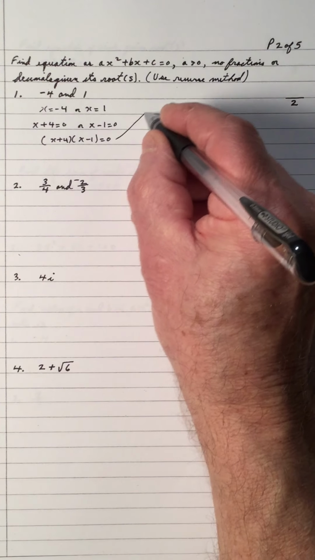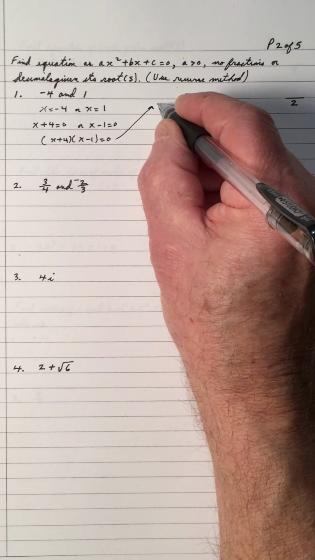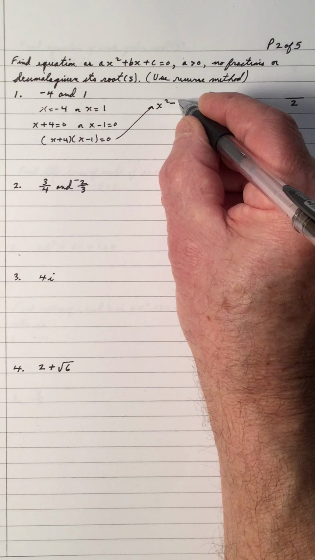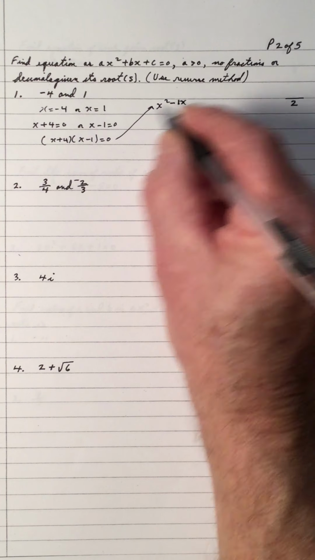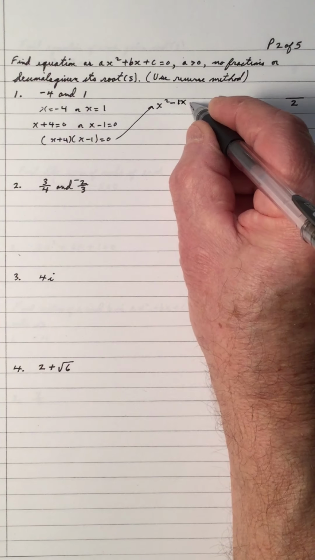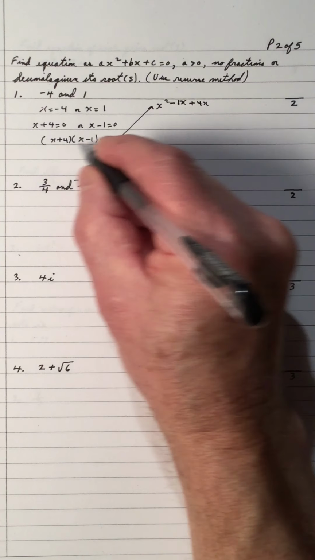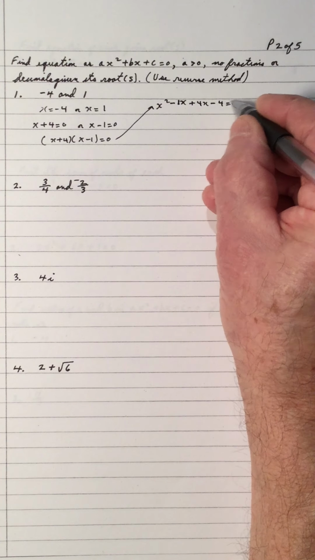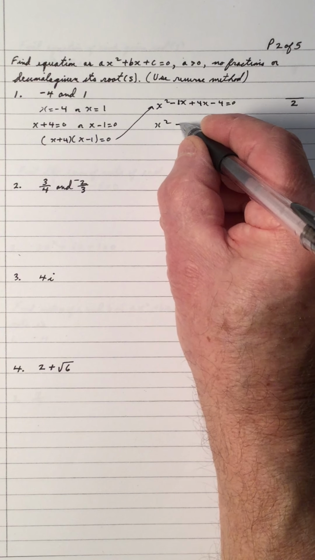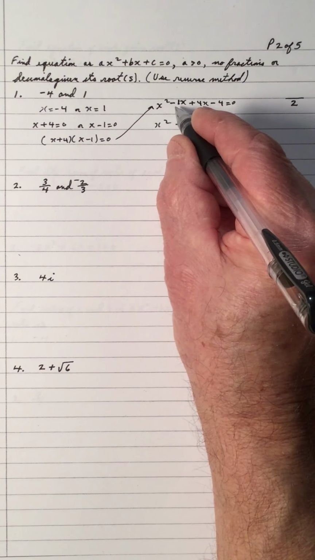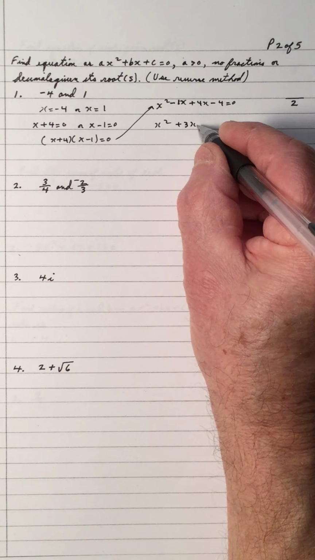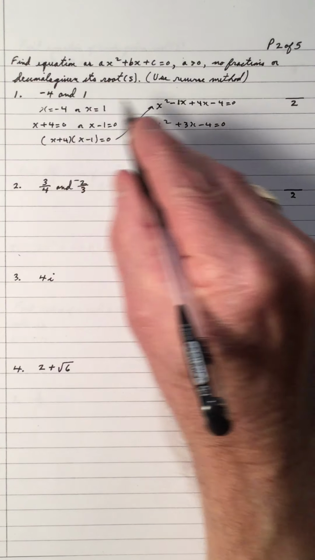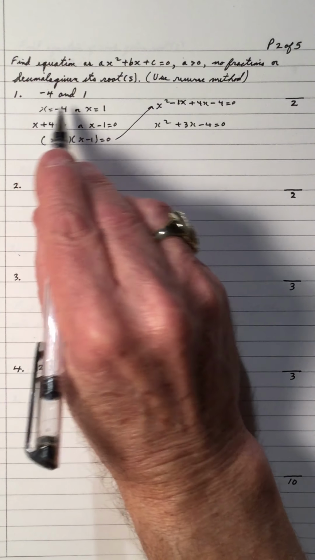And then we'll multiply this out by FOIL. x times x is x squared. x times -1, -1x. Plus 4 times x is plus 4x. And plus 4 times -1 is -4. And we add up the like terms. -1x and 4x is plus 3x. So there's the quadratic equation that has the two roots of -4 and 1.